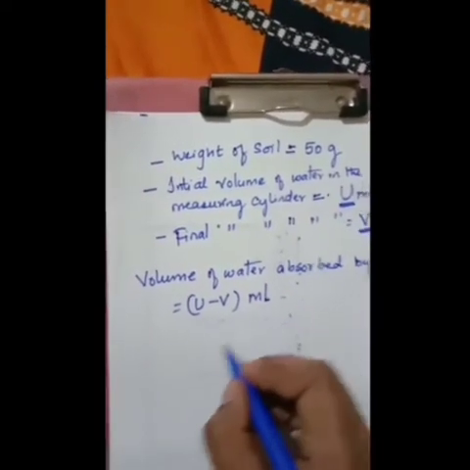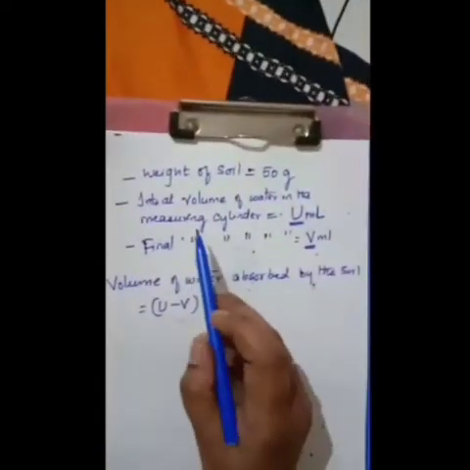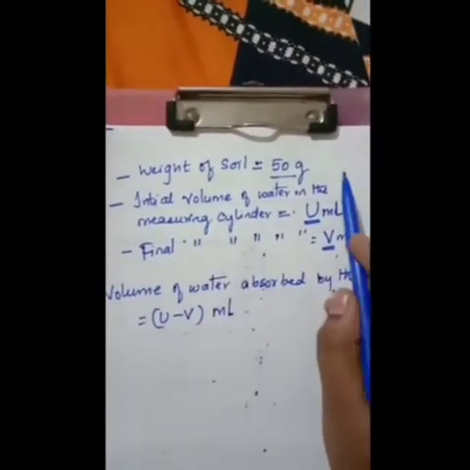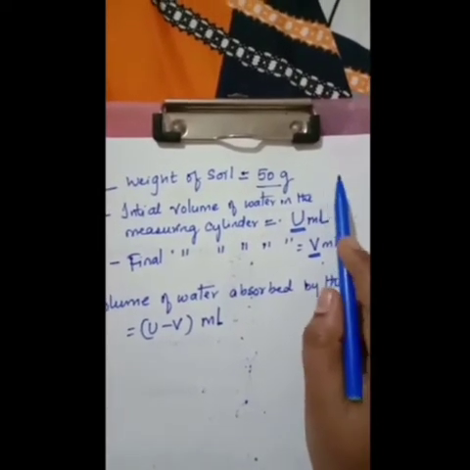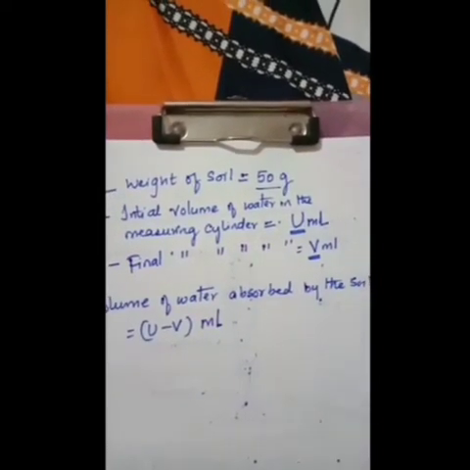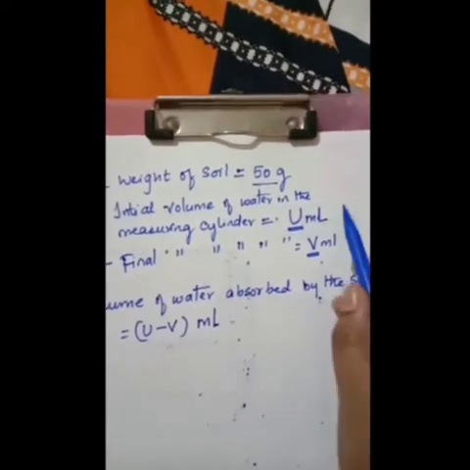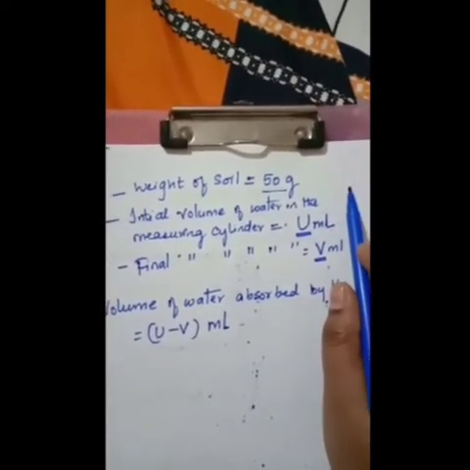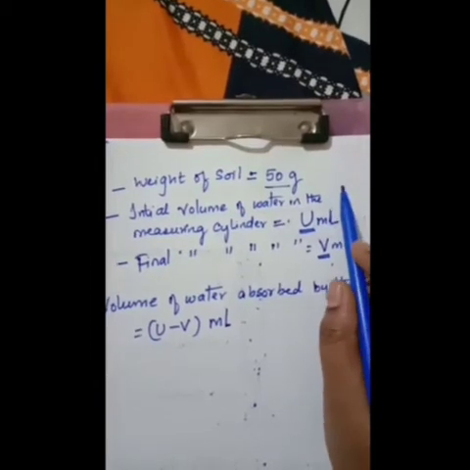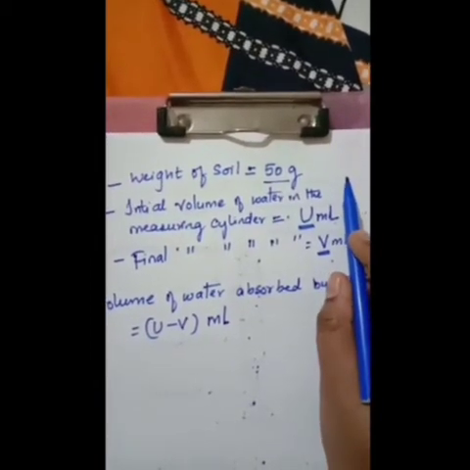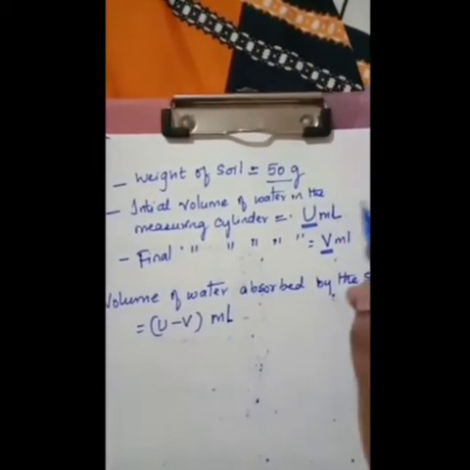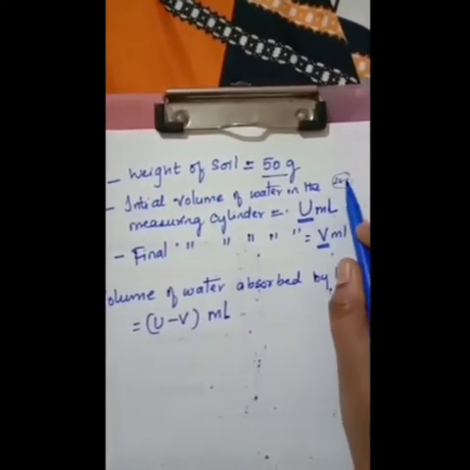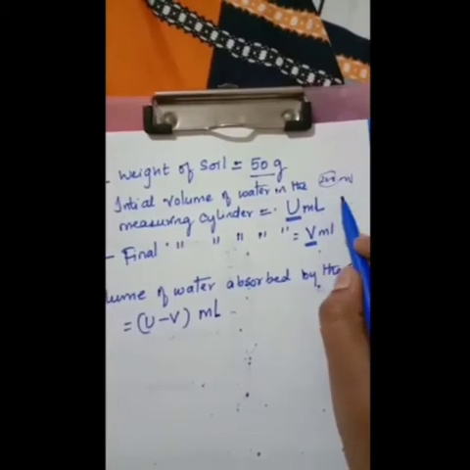Okay, so now let me explain once again. First, weight of the soil, we take 50 grams of soil. So we know we are taking a funnel and fitting it with filter paper or newspaper. Okay, and we are adding soil in it and pouring water drop by drop. With the measurement of water in the cylinder, first we take the water in the cylinder, for example 200 ml. So this is the initial value.